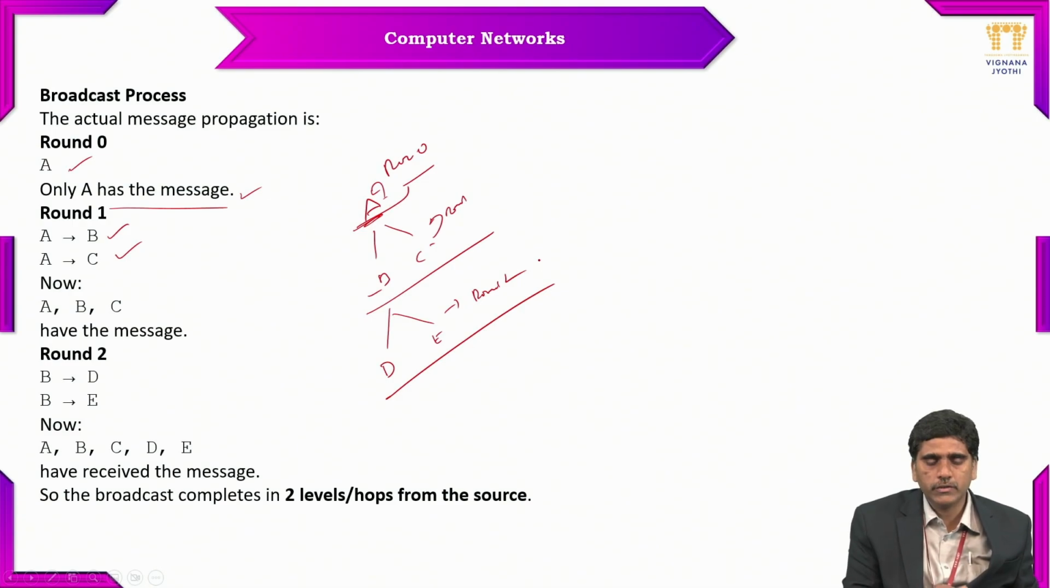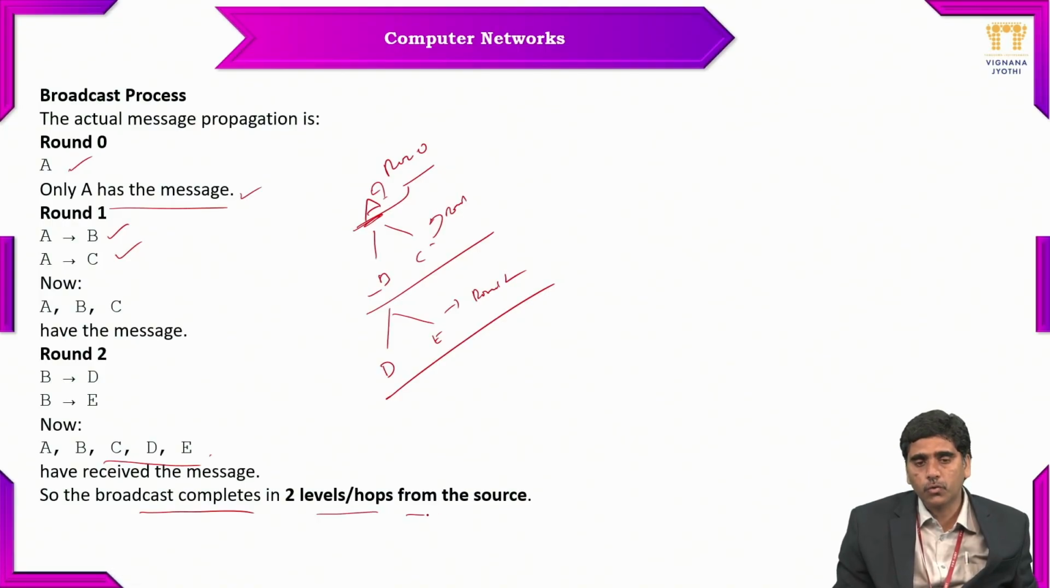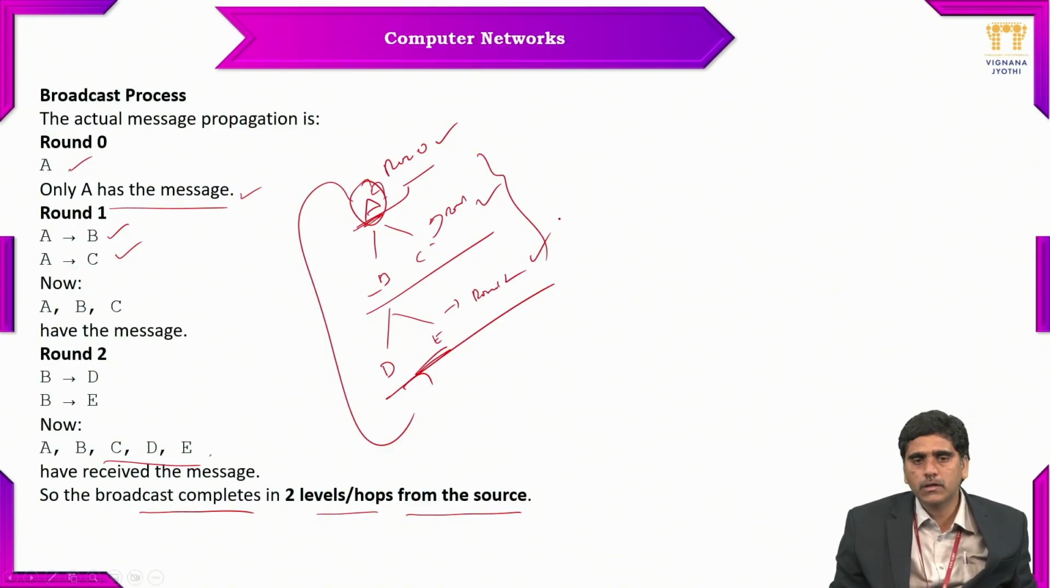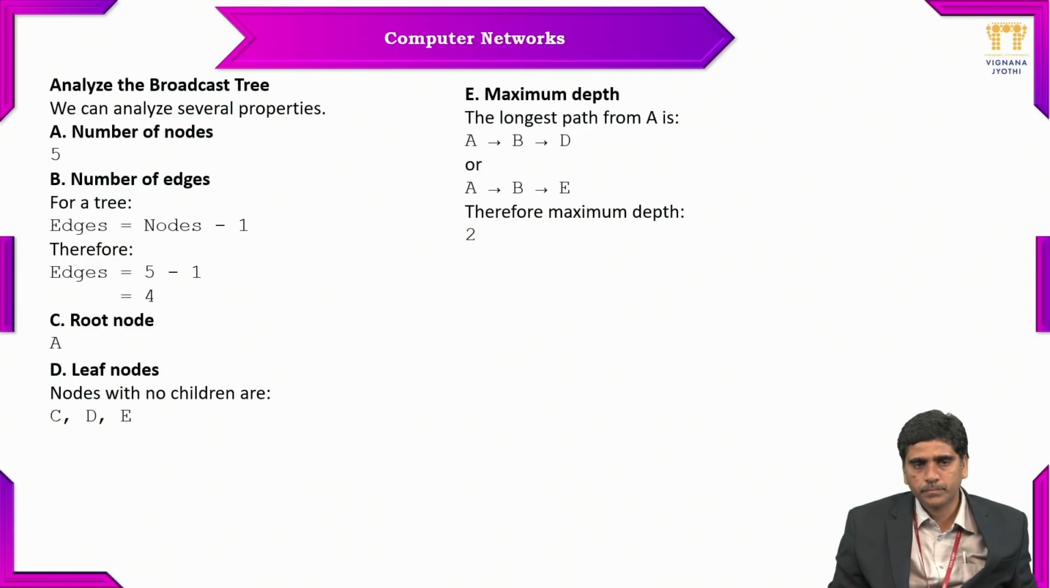So in round 2, B is visiting D and E. Now all nodes A, B, C, D, E have received the messages. So the broadcast completed in 2 levels, or 2 hops, from the source. This is the source and this is the ending. So from here it completed 2 rounds: round 0, round 1, round 2. Three rounds it has taken to forward the broadcast from source to destination.